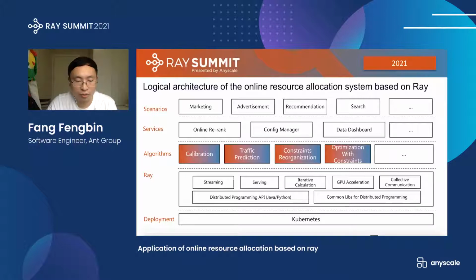All algorithm models are implemented based on Ray native API and Ray framework, such as streaming, serving, iterative calculation, GPU acceleration, and collective communication. The cluster is deployed in Kubernetes. Next, let's take a look at the physical architecture based on Ray.